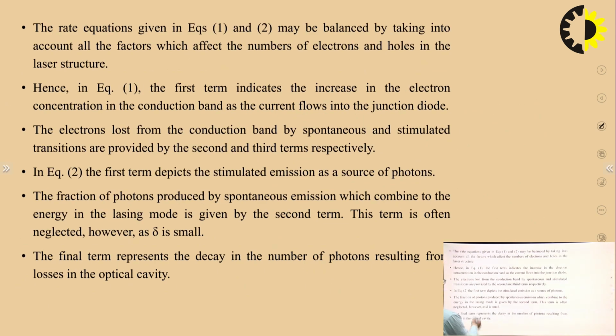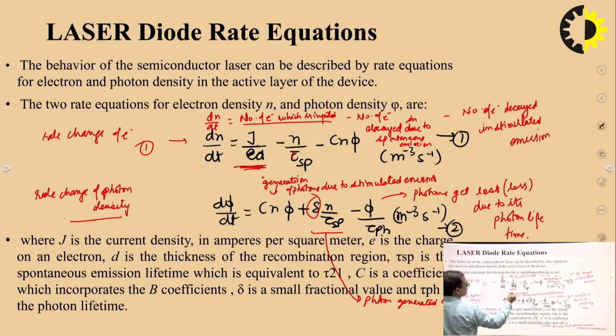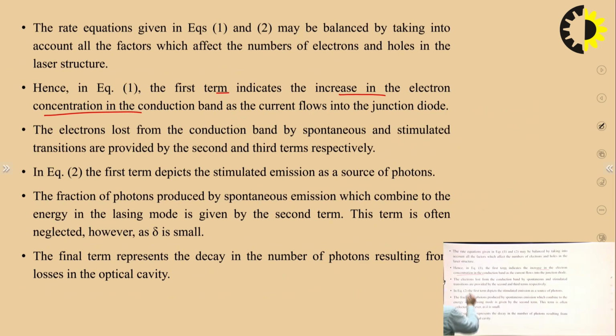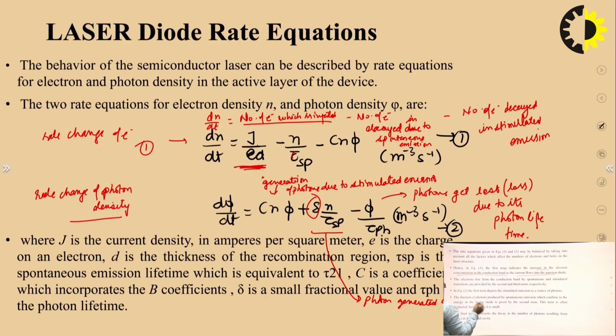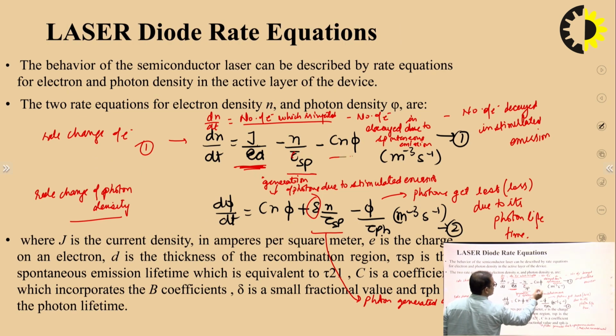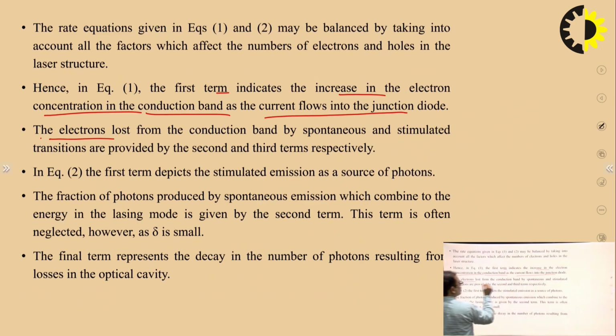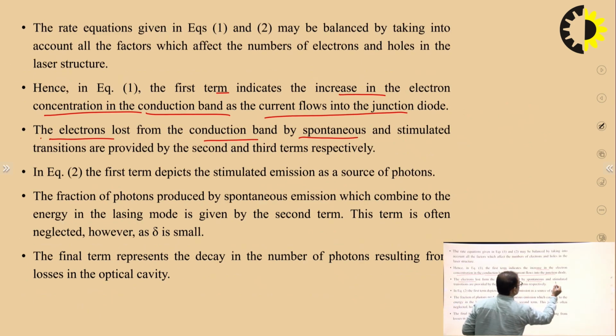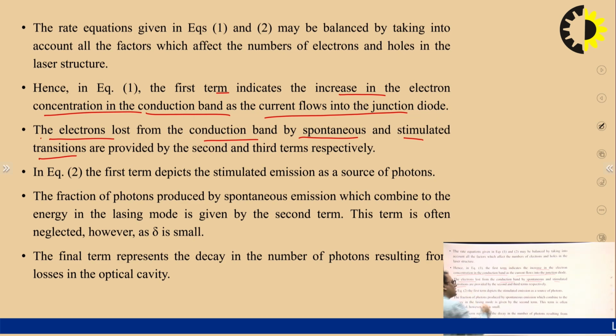So we'll see that the first term indicates the increase in the electron concentration in the conduction band as the current flows into the junction diode, and the second term, this one, N by tau SP and C N phi, is the electron loss from the conduction band by the spontaneous emission and the stimulated emission.